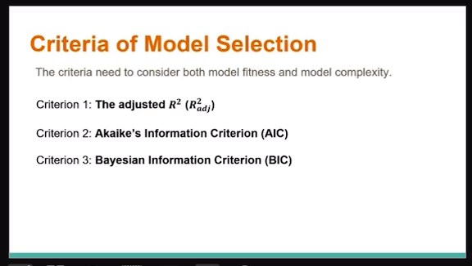And let me tell you this, the AIC that we call Akaike information criteria, and BIC, the Bayesian information criteria: the model with the smallest AIC is the best. The model with the smallest BIC is the best. Okay? While the model with the largest adjusted R squared is the best. And let me also tell you this. At times, there could be conflicts between these three criteria.